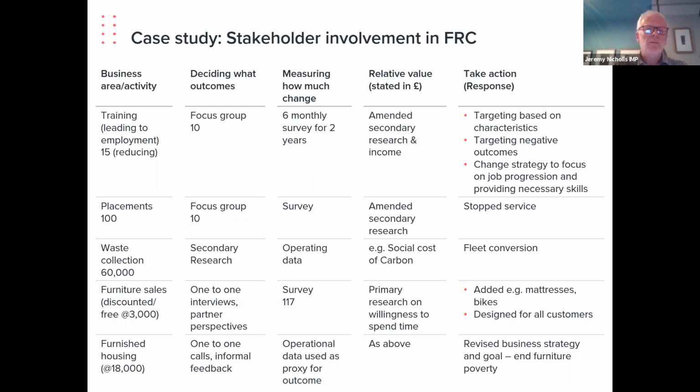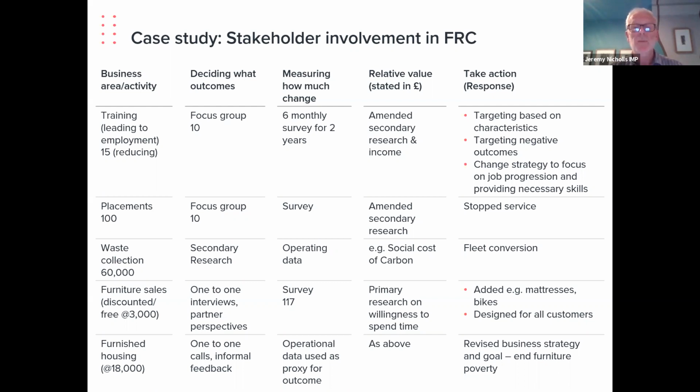Alongside that, we used to run placements. We used to have people coming in for short-term placements. And again, we had focus group activity around them. We got the information from surveys. We used the same type of secondary research to assess the value of that. I should have said in your note from the top that we do state those values in monetary equivalents, financial proxies. We use financial proxies to be able to help us make comparisons with the cost, the money that we're spending on them, and also the conversations we have when we're having these arguments at board.